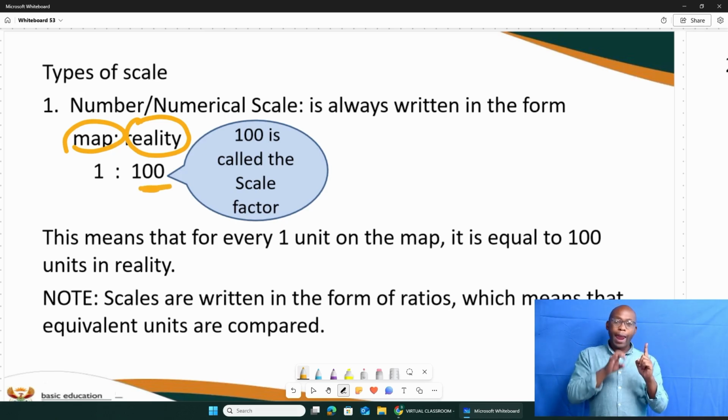This means that for every 1 unit on the map is equal to 100 units in reality. You should always take note, my viewers, that scales are written in the form of a ratio, which means that an equivalent unit is compared to the reality unit.